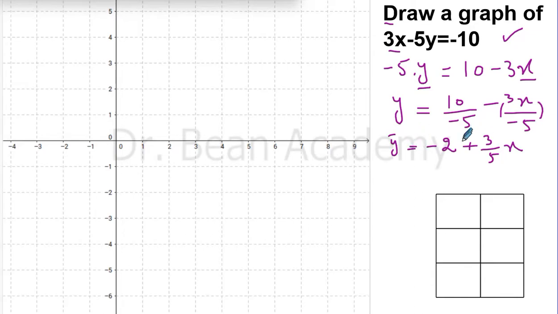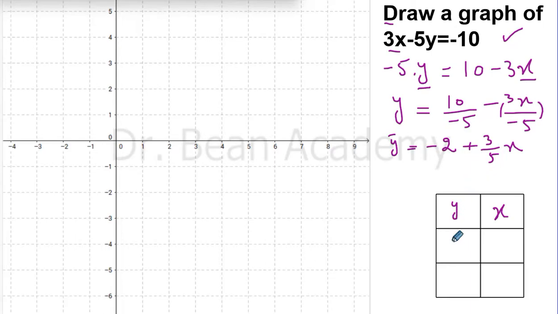So for example, now I want to get the ordered pairs. So here I will make a table of ordered pairs. I will have my y value here, and I will write my corresponding x value here, because I need x and y values to draw on this Cartesian plane. So now the choice is yours. You can choose any value of y, and then you will put that value in this equation and find the corresponding value of x.